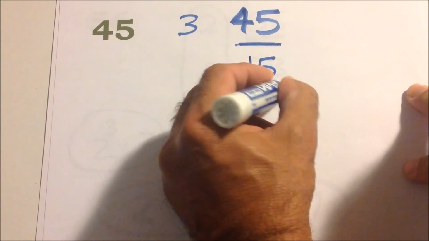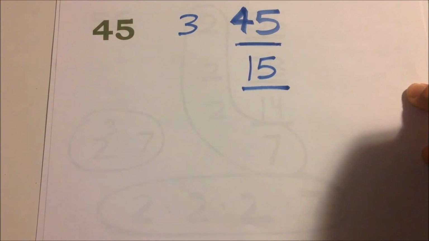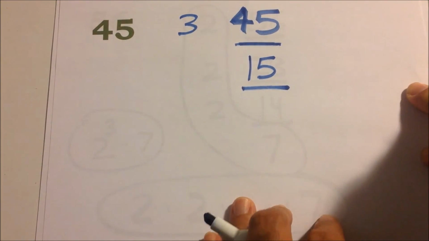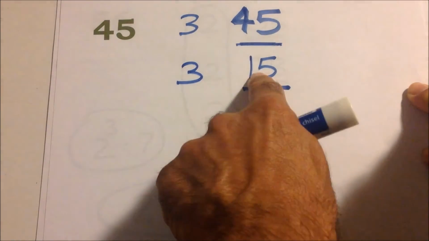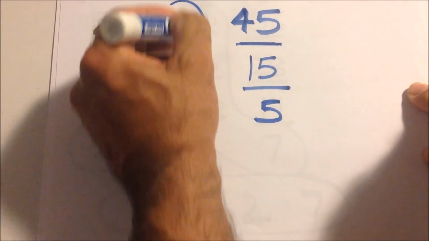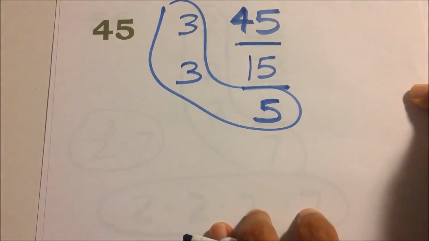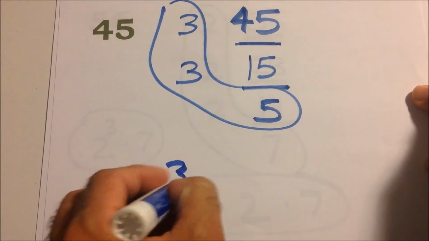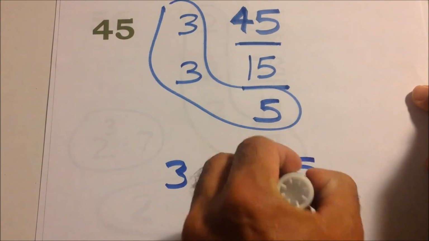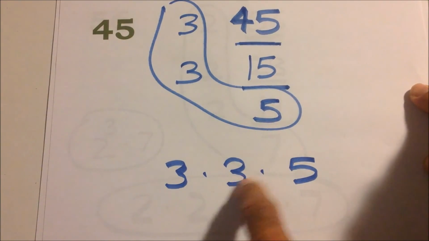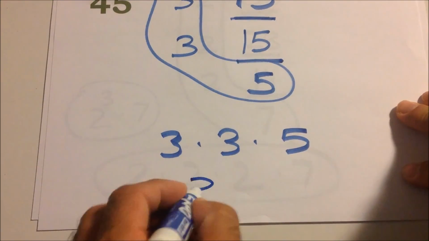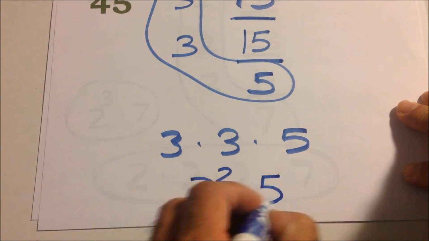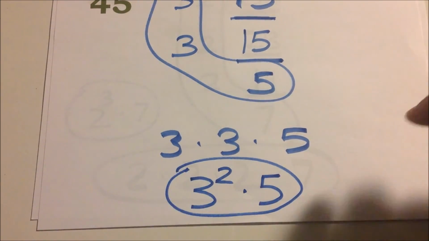Okay, well, 3 goes into 45 15 times. What's the next lowest prime number? 3 goes into 15, so it's 3 again. And 3 goes into 15 5 times. This is the prime factorization of 45. So we have 3 times 3 times 5. 3 times 3 is 9. 9 times 5 is 45. So that's checking it. And again, you can also use exponents. 3 squared times 5. The prime factorization.